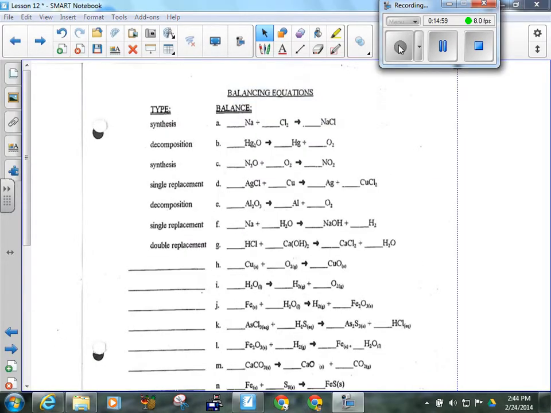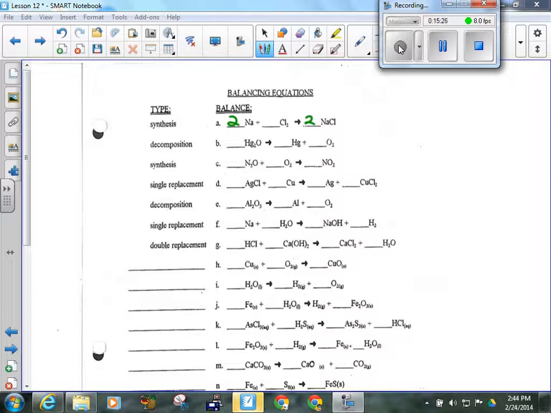I'm especially going to go over C because C is one of the tougher ones you can run into when you first are starting to balance reactions. Our first one here, obviously we got a synthesis reaction. Two elements are reacting to form a compound. We've got two chlorines on the reactant side, but only one on the product side. So if I put a 2 here, that fixes the chlorine problem, but then I need a 2 here to make my sodiums work.